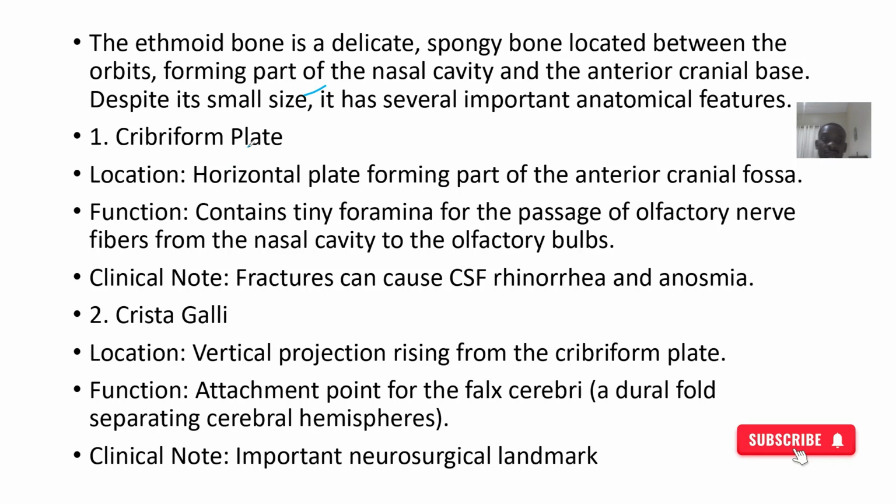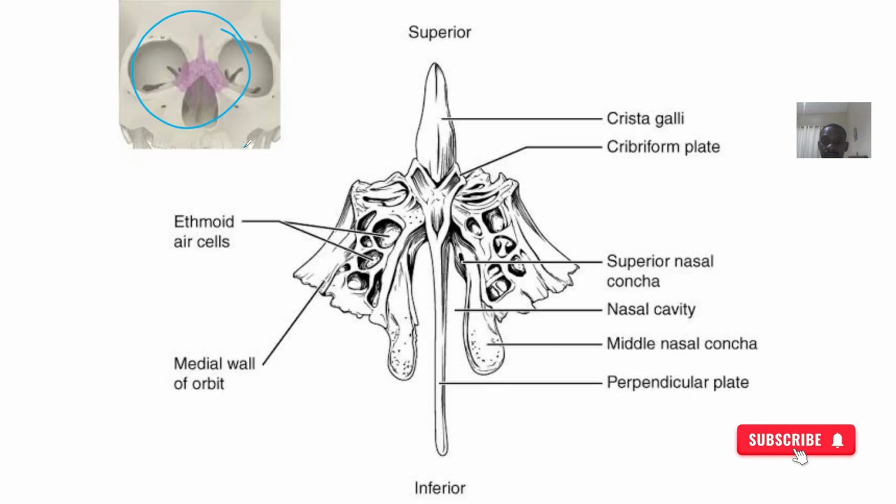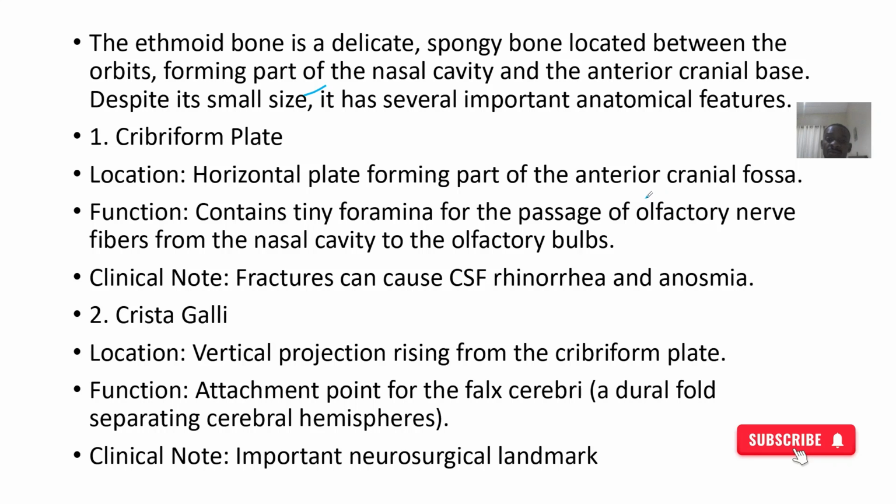So the first one is the cribriform plate. It's a horizontal plate forming part of the anterior cranial fossa. Function: it contains tiny foramina for the passage of the olfactory nerve fibers from the nasal cavity to the olfactory bulbs. So if fractures occur here, it could cause rhinorrhea or anosmia.